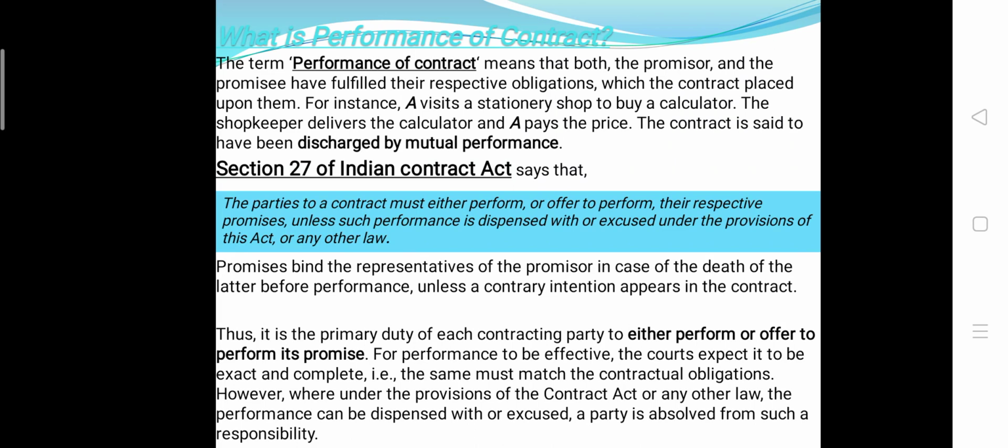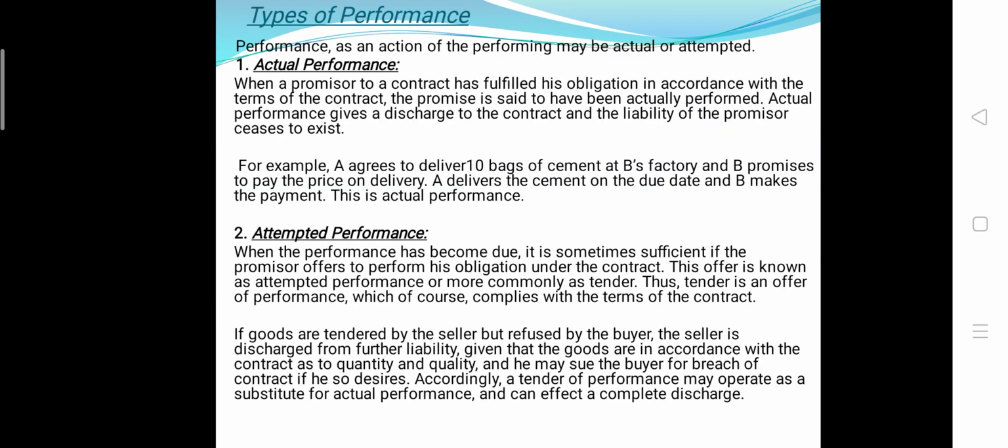Thus, it is the primary duty of each contracting party to either perform or offer to perform its promise. For performance to be effective, the courts expect it to be exact and complete. That is, it must match the contractual obligations. However, where under the provisions of the Contract Act or any other law, the performance can be dispensed with or excused, a party is absolved from such a responsibility.